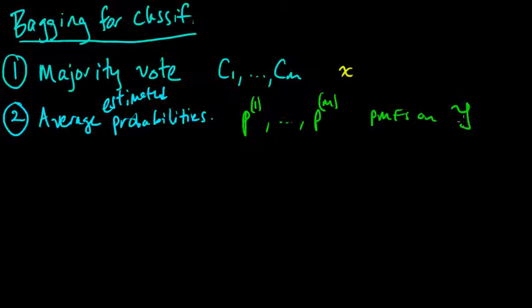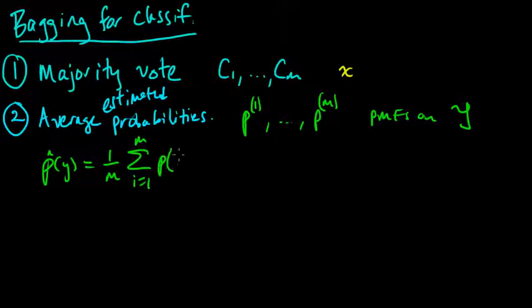Maybe we call it this script Y, just some finite set of classes. So we get these estimated PMFs, and we define, maybe we call it P hat or something, of a class y to just be the average of these estimated probabilities, just like we talked about.